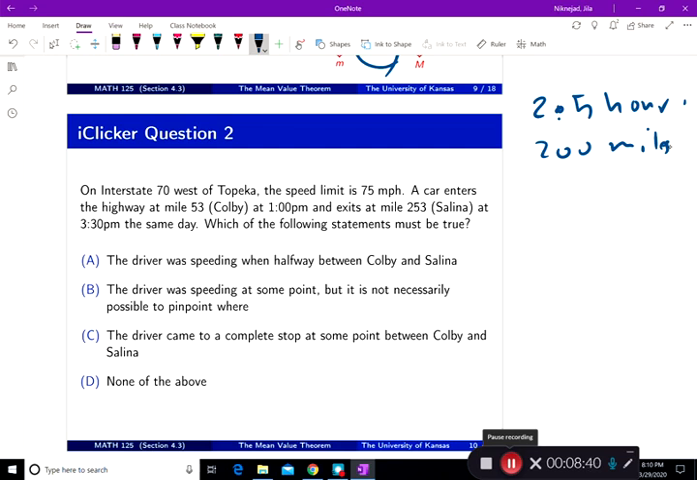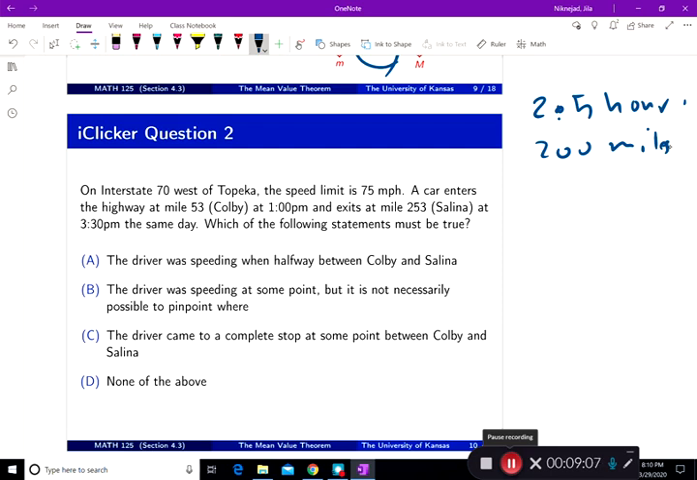A, the driver was speeding when halfway between Colby and Salina. B, the driver was speeding at some point, but it is not necessarily possible to pinpoint where. C, the driver came to a complete stop at some point between Colby and Salina. D, none of the above. And so I suggest you pause and then come back and answer the question.